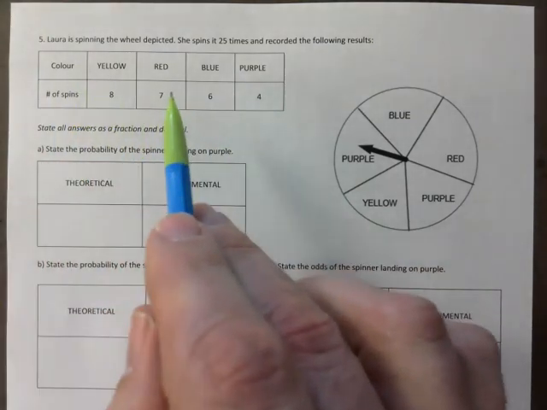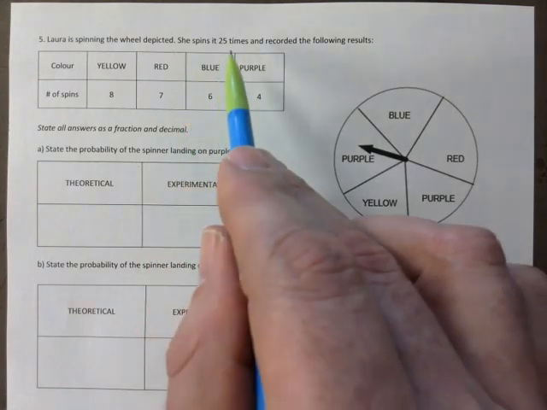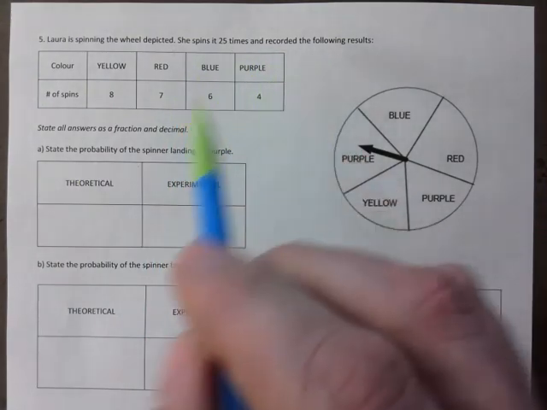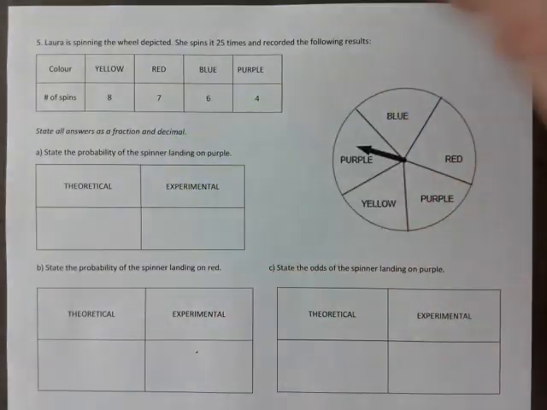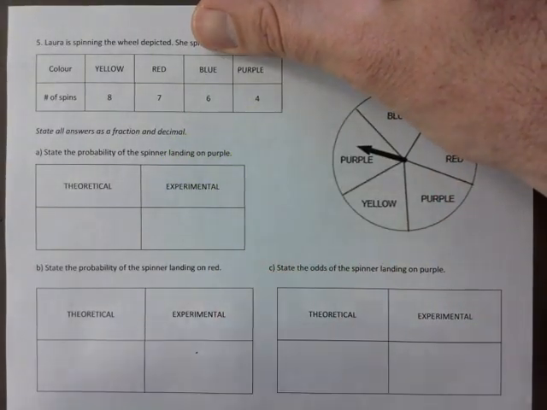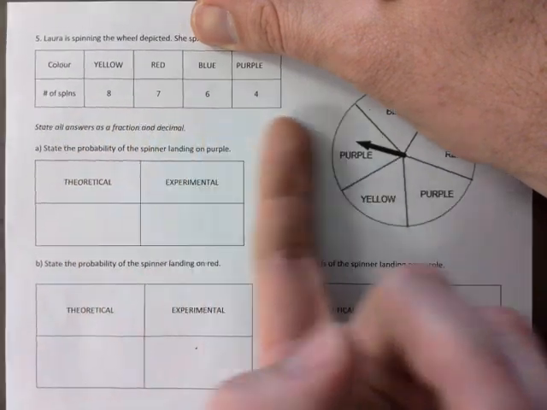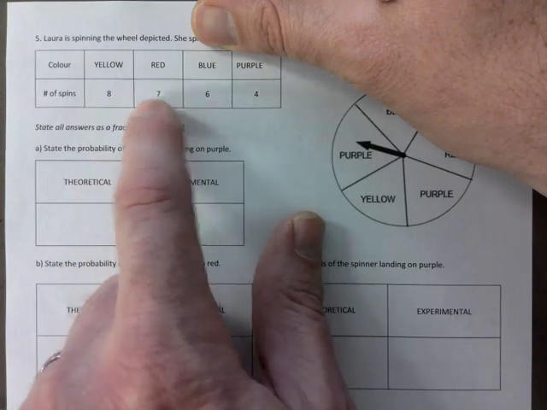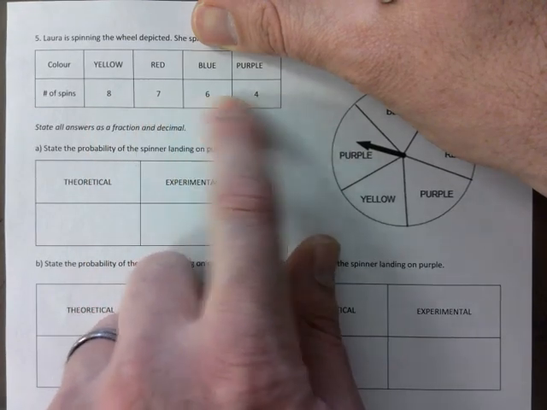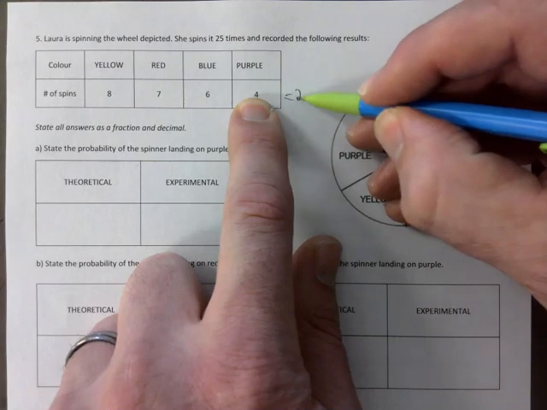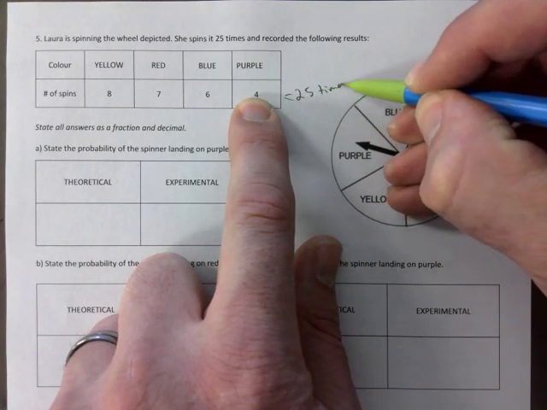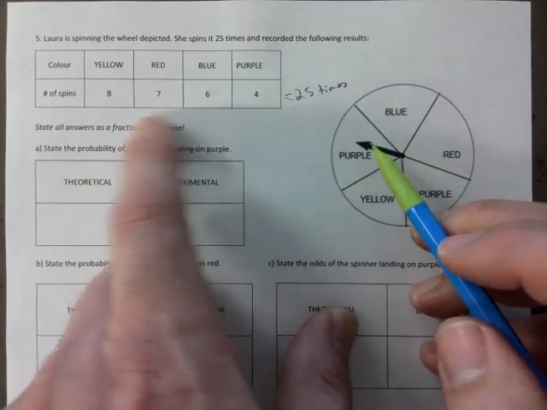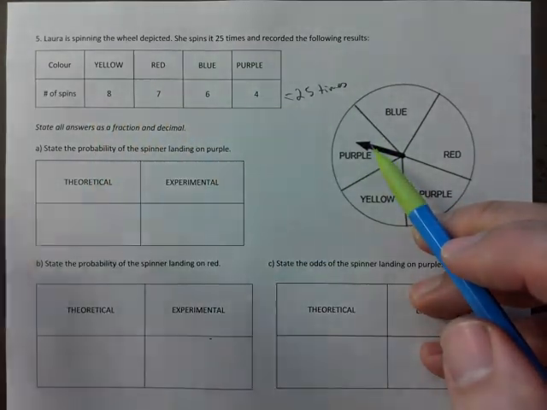Wheel. So Laura is spinning the wheel. She spins 25 times and recorded the following results. Just in case, listen carefully. The 25 is a courtesy, but if they just said, hey, here are the results, just add it up, right? 8 and 7 is 15. Another 10 is 25, right? So just be mindful of that. It won't always be given. So 25 experiments, trials.